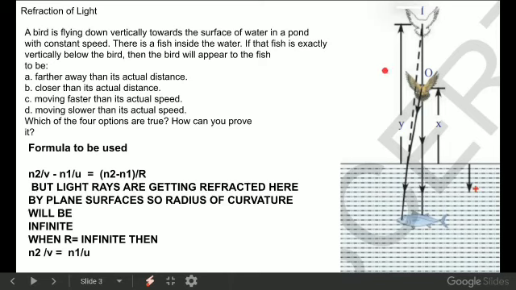The question is, the bird is flying vertically downward along a straight line towards the pond of water, and there is a fish exactly below the bird, at a certain depth, and this fish is looking at the bird. Now the question is how the bird appears to the fish: farther away than its actual distance, closer than its actual distance, moving faster than its actual speed, or moving slower than its actual speed. So how does it appear?